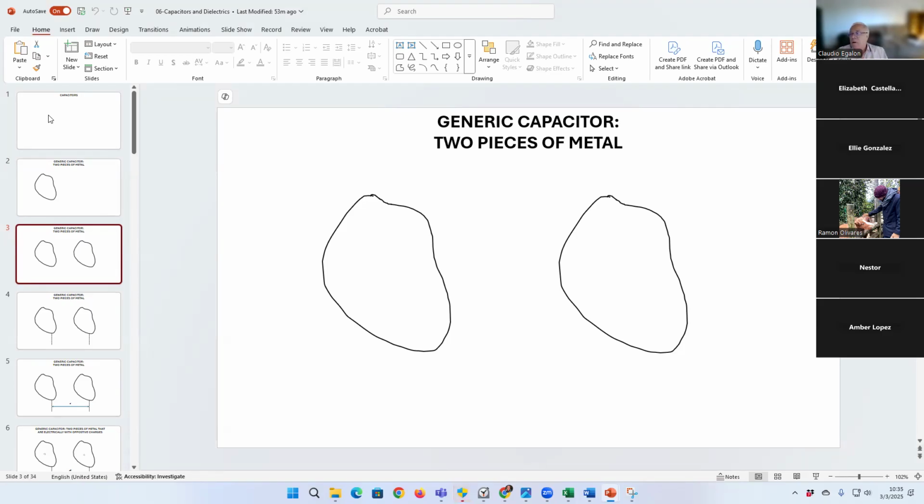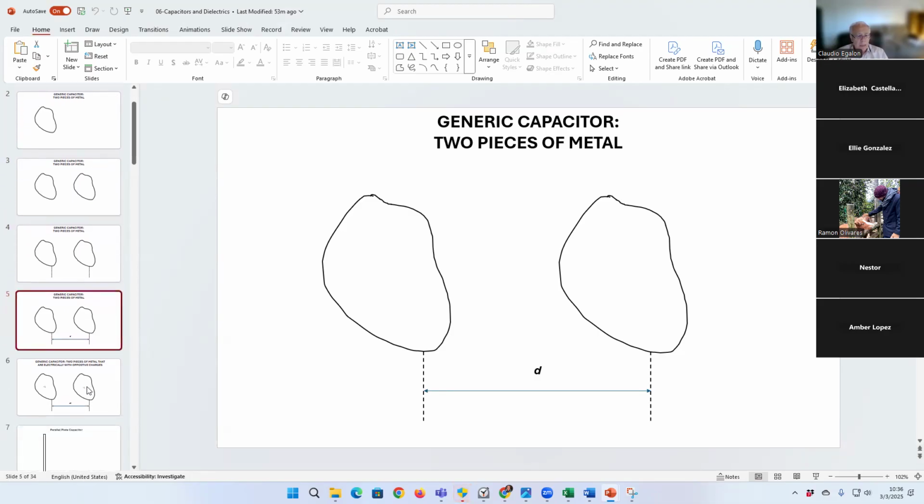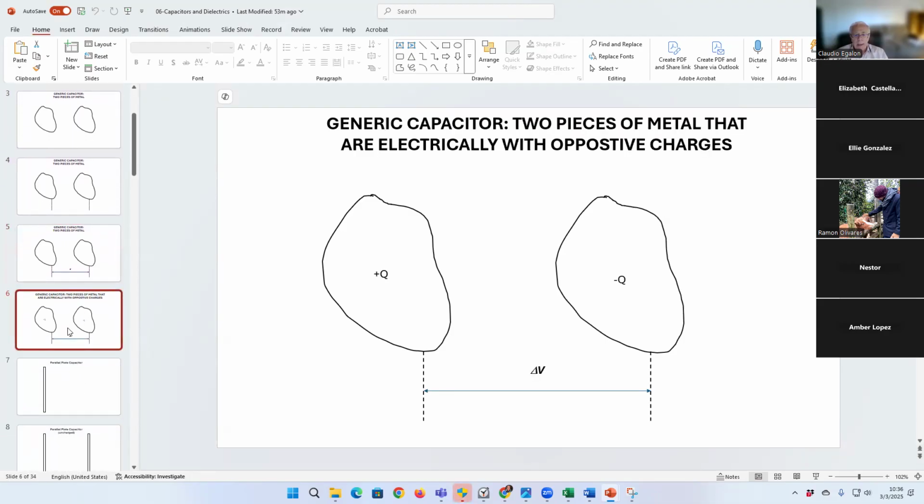The simplest capacitor you're going to see out there is the planar parallel plate capacitor. Okay, just like we were doing in the lab. And here you go. They have a distance between them. And whenever you charge those two pieces of metal, you also develop a potential difference between them. That's why I have delta V here.